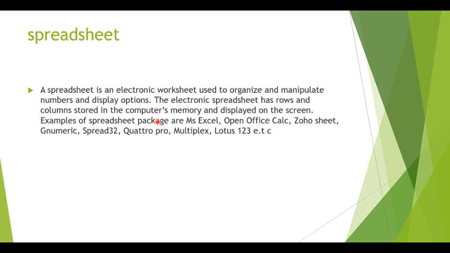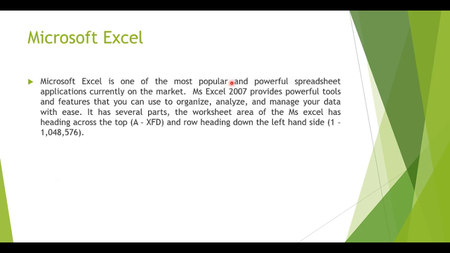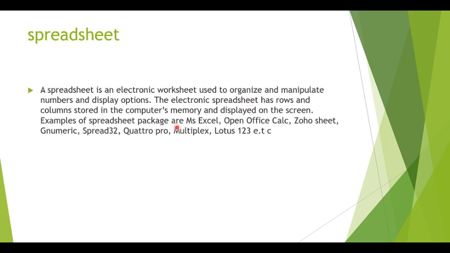unlike Word documents, where you see a blank page that you start typing on, in Microsoft Excel, the spreadsheet package, the electronic spreadsheet has rows and columns stored in the computer memory. You don't just see a blank sheet and start typing with a cursor blinking. No, in a spreadsheet package, what you see is rows and columns for sorting your document. So for example, we have the spreadsheet package, which is Microsoft Excel.